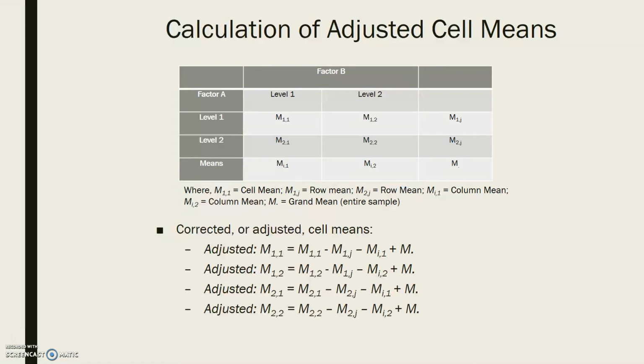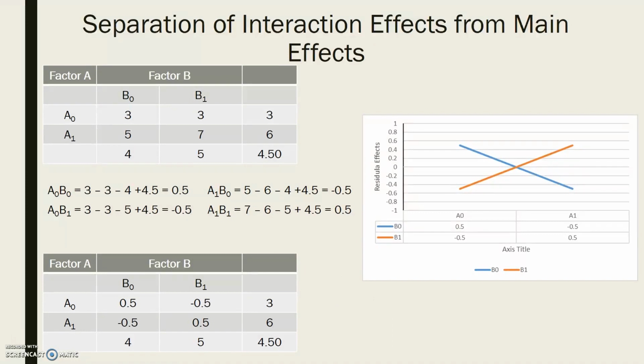How we'd make adjustments to these means is simply taking those cell means and subtracting the row and the column means from them, and then adding the grand mean to their score. And this would give us what Rosnow and Rosenthal call the residual effects. So again, we just implement these values and we can identify how we can adjust the cell means.